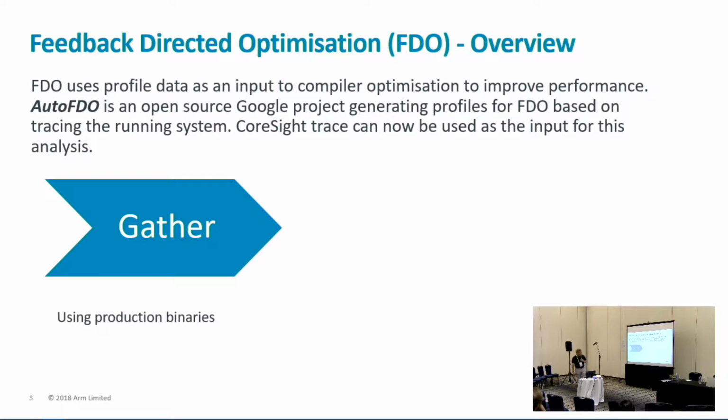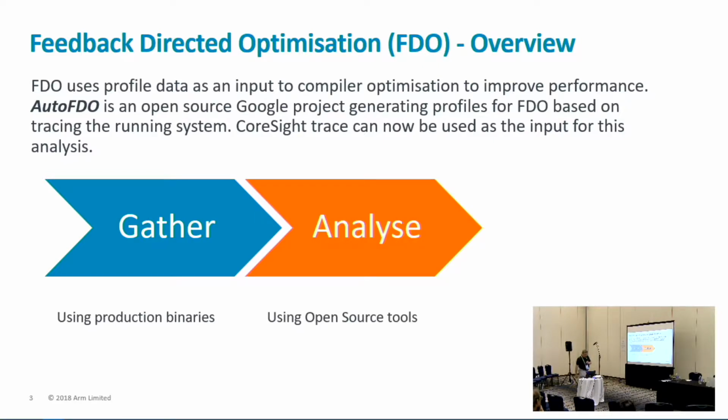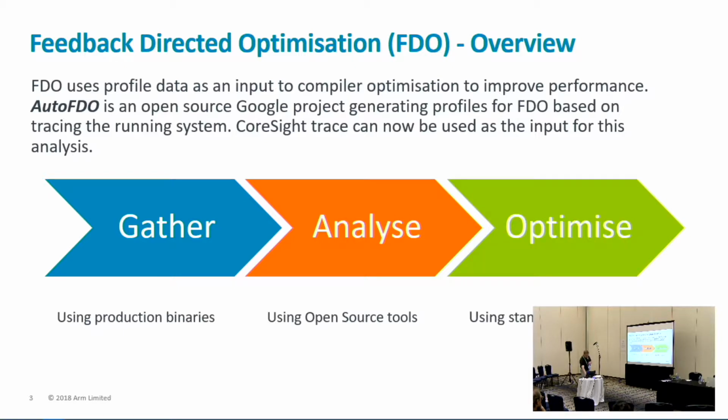So the first step is to gather the trace. You can use production binaries. By this I mean the binaries don't have to have additional code in them to gather the information. Analyze using the Google tools, and then use that profile from the AutoFDO tools to optimize using the standard set of compilers.